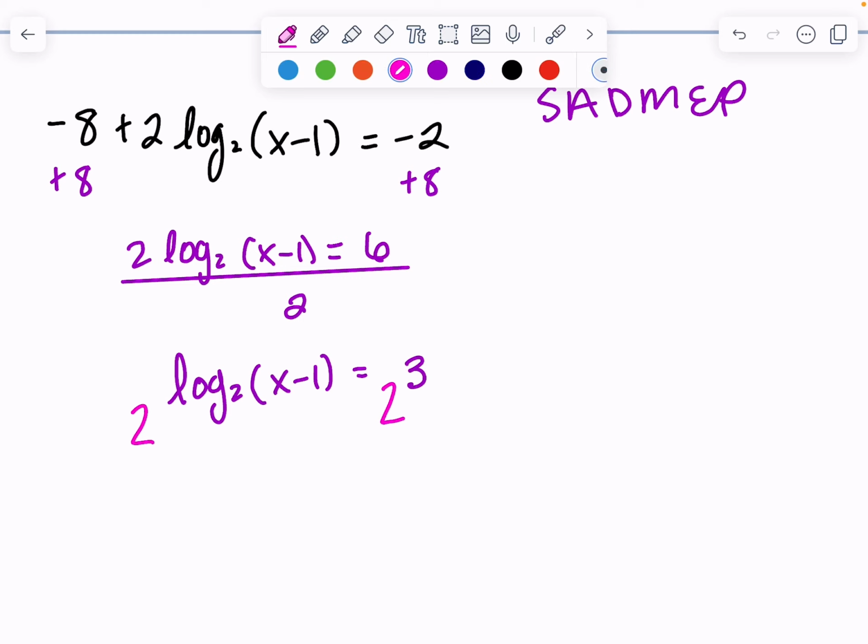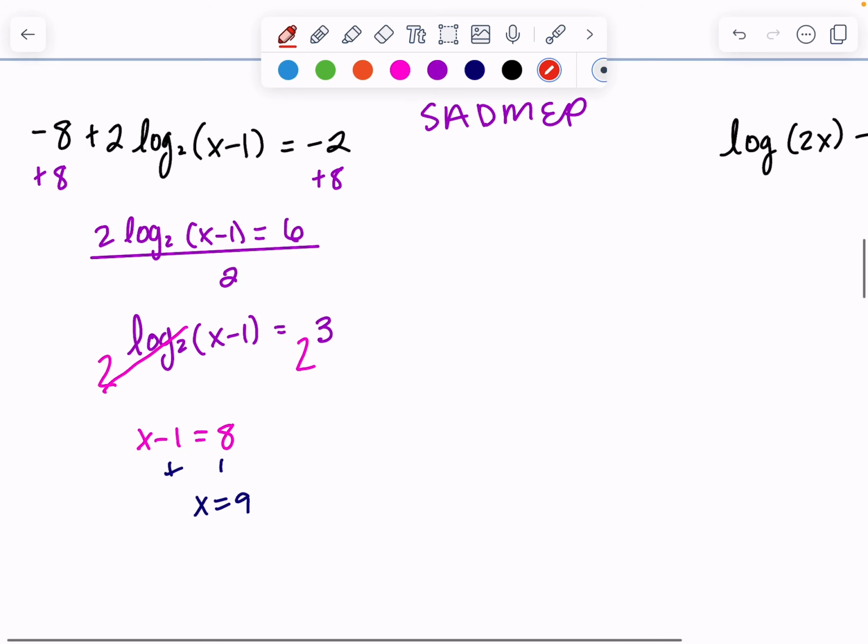The purpose of doing this is to undo, just like adding the 8 undid, dividing by 2 undid. Here, this undoes. This leaves me with x minus 1 equals 2 to the third, which is 8. Go ahead and finish solving it out. You get x equals 9.